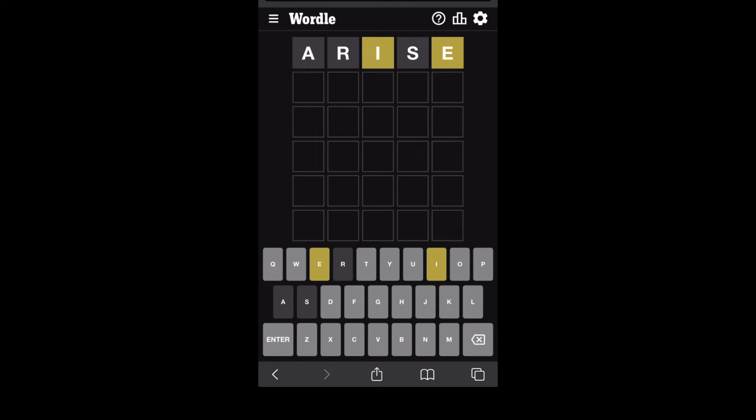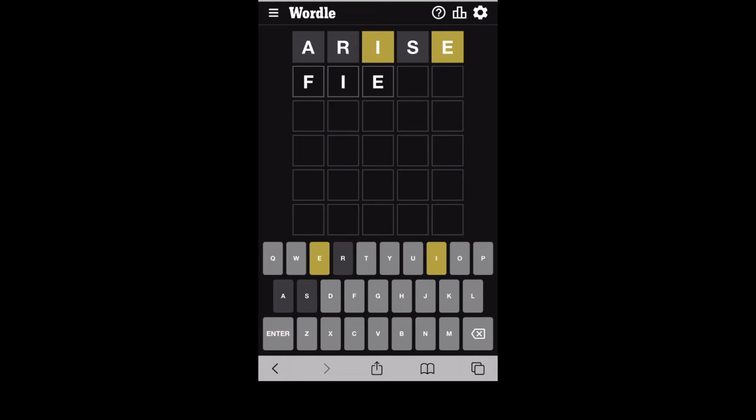My first guess is ARISE. I played ARISE since it has vowels, which tend to occur more often in five-letter words. It also has letters such as S and R, which tend to occur often as well. And I get a clue after I play the word. The clue tells me that the letters A, R, and S are not part of the hidden word, but the letters I and E are in the hidden word, but not in the spots I put them in. So I use this additional information to update my belief of what the hidden word is.